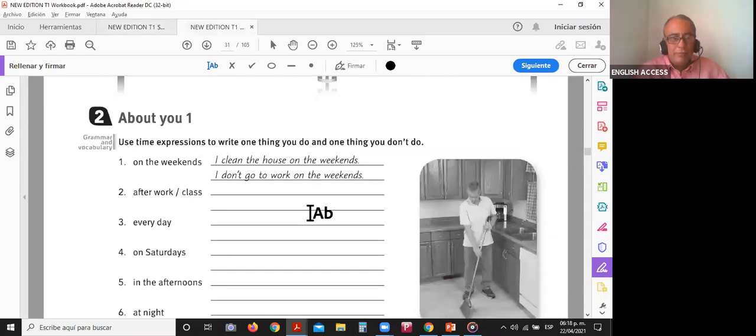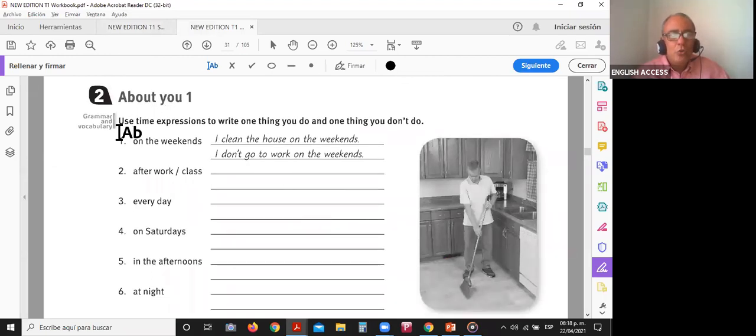It's an example. And about you, use time expressions to write one thing you do and one thing you don't do. These are for activities, affirmative and negative. For example, on the weekends, I clean the house on the weekends. I don't go to work on the weekends.